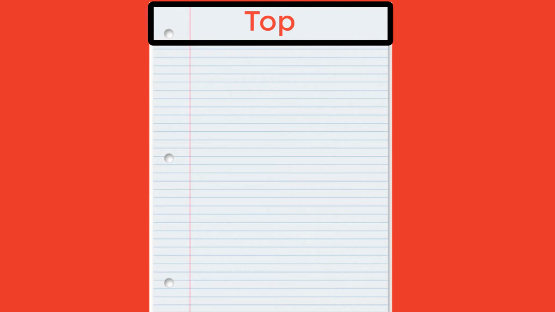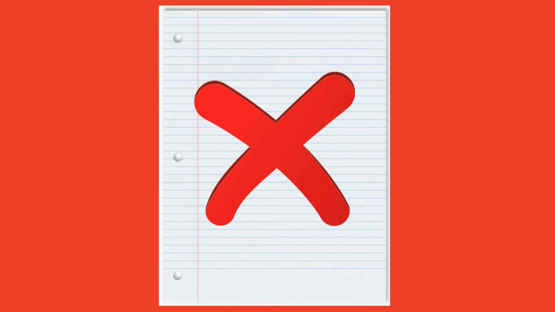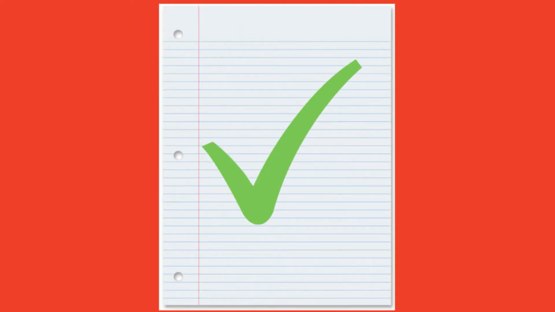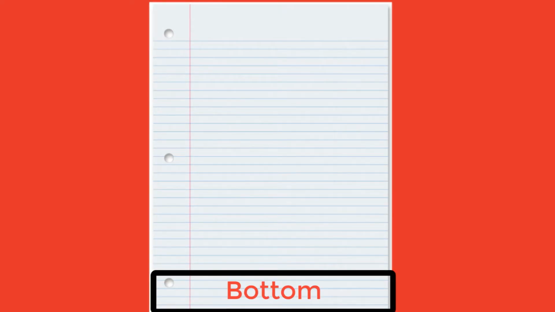Let's look at the parts of the paper to better understand. This is the top of the page. The empty space should always be put at the top of the page. Not like this, but like this. This is the bottom of the page. There's no space at the bottom of the page.